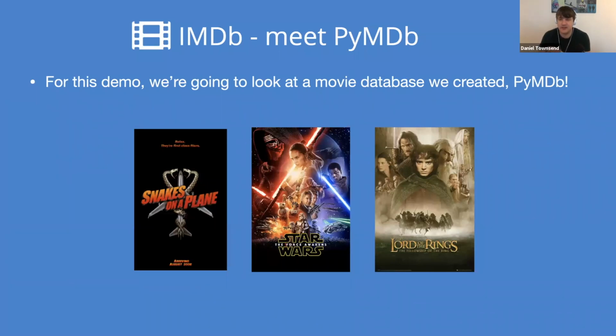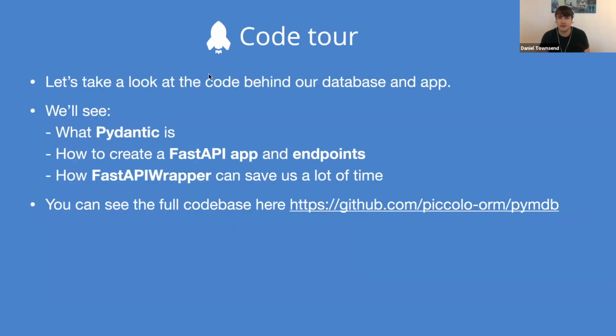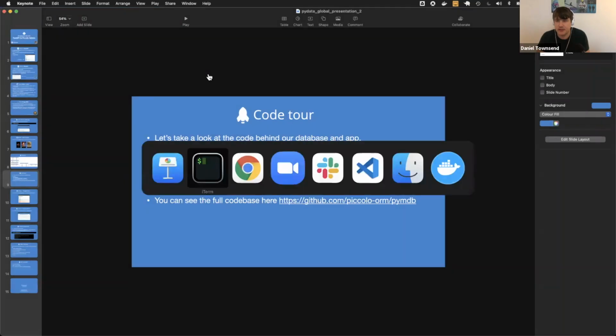So it uses this schema. It's a little bit small, but we have movies. Each movie has a director, and then we have reviews. So a user might say this movie's great, this movie's terrible. And then we have the sessions and the base user for authentication. So we're going to have a look at the code now. So I'm just going to exit this and we're going to jump over to VS Code.